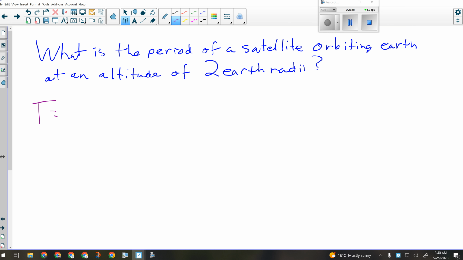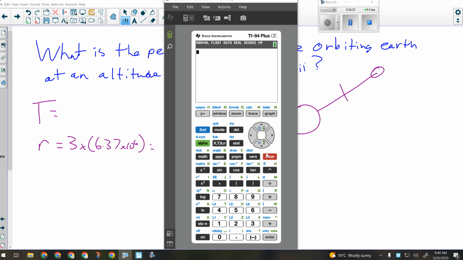All right, so we're looking for the period of a satellite orbiting Earth at an altitude of 2 Earth radii. So here's Earth. The satellite is 2 Earth radii from the surface. What do I want? 3 Earth radii, because that's how far it is from the center. So the radius that we're going to use here is 3 times 6.37 times 10 to the 6. Little things like that are the kinds of dirty little tricks that come up on tests. For people that are paying attention, they're easy, but if we're not paying attention, they're the kind of things that can jam us up.